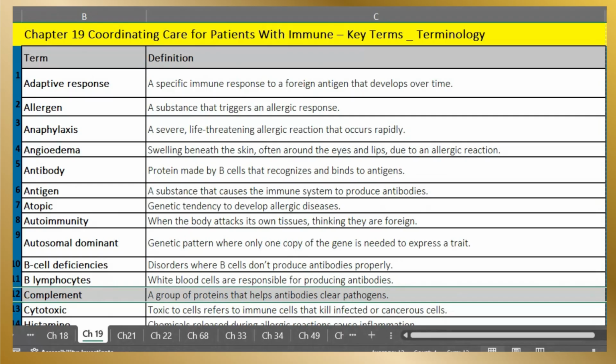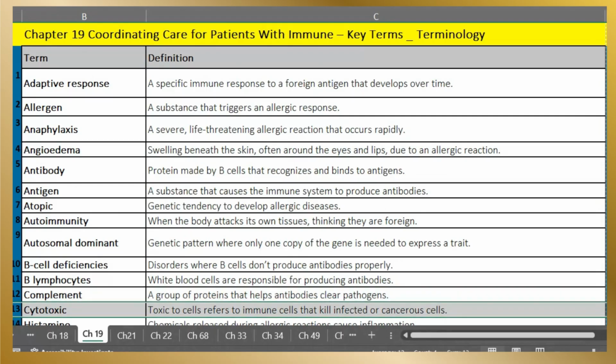So the next we have cytotoxic, toxic to cells. It refers to immune cells that kill infected or cancerous cells. Cyto means cell, toxic means to destroy.